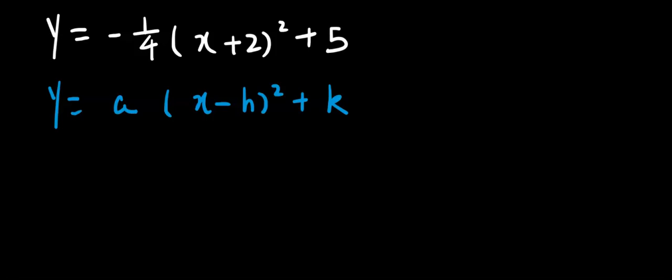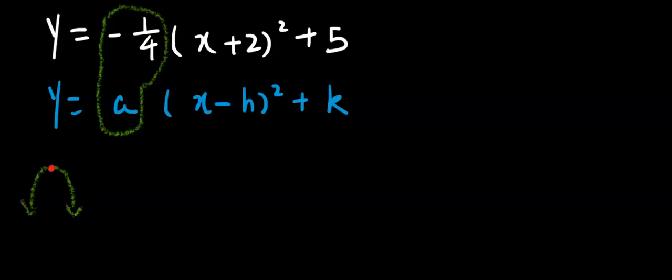All right, I wrote it down in blue. The blue tells you what a vertex form looks like. Now, once you've written this down, you can do this. A is negative 1/4. So it tells us the graph is going to open downwards. It also tells us we're going to have an extremum, which is a maximum.